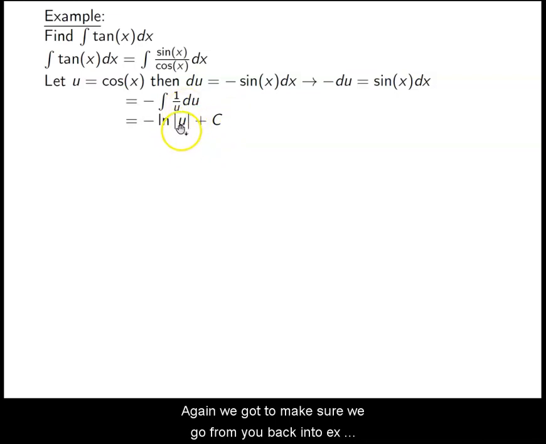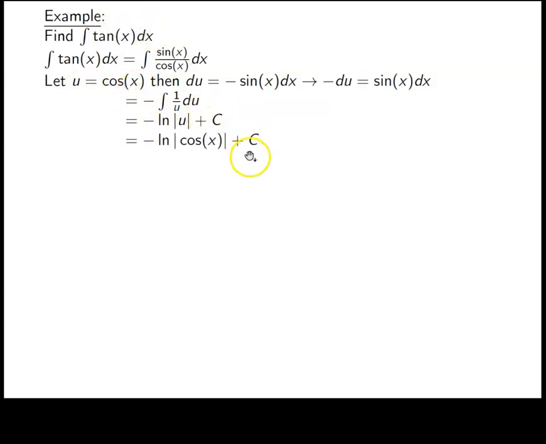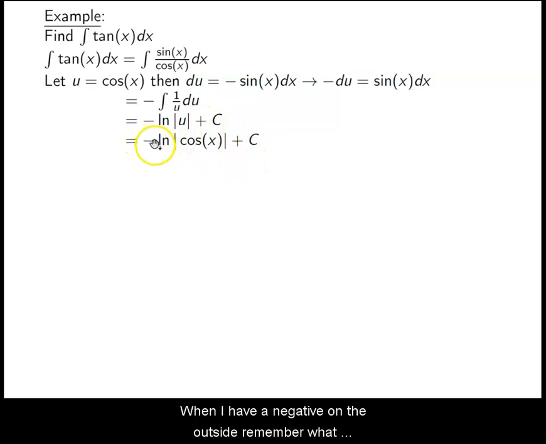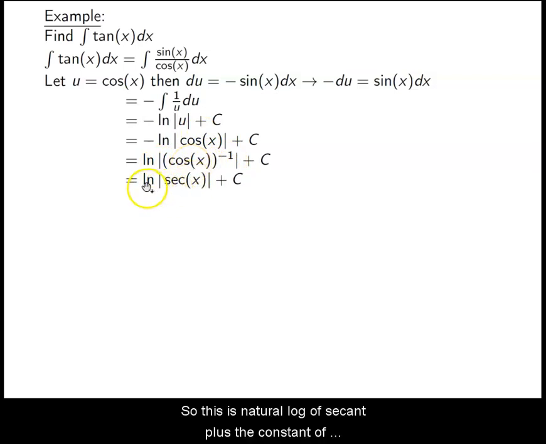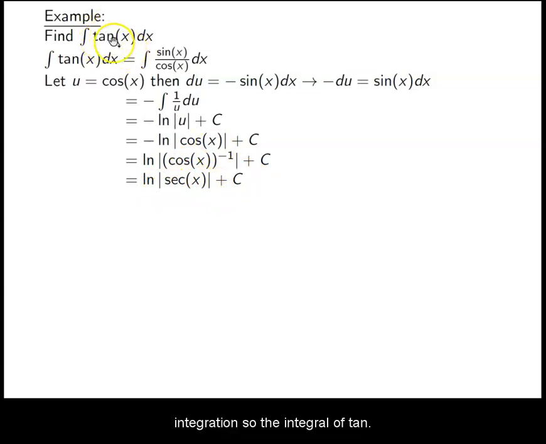Again, we have to make sure we go from u back into x. So this is going to be negative natural log of cosine of x plus my constant of integration. When I have a negative on the outside, remember the power rule for logarithms. So I can call this cosine of x to the negative 1 power, which is the same as secant. So this is natural log of secant plus the constant of integration. So the integral of tangent is the natural log of secant.